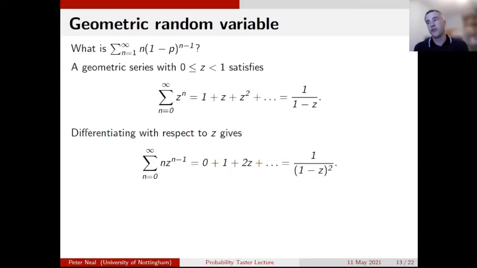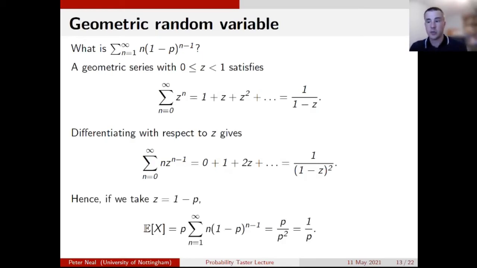And if we look at the final term on the left-hand side, if we differentiate 1 over 1 minus z, we can then use the chain rule, and this will give us 1 over 1 minus z squared.